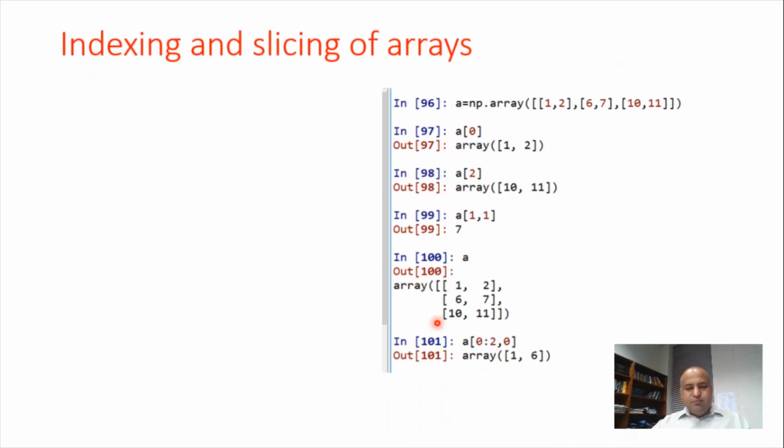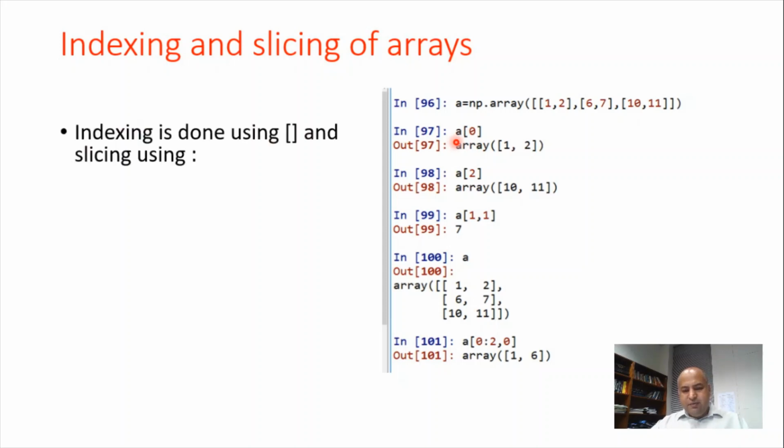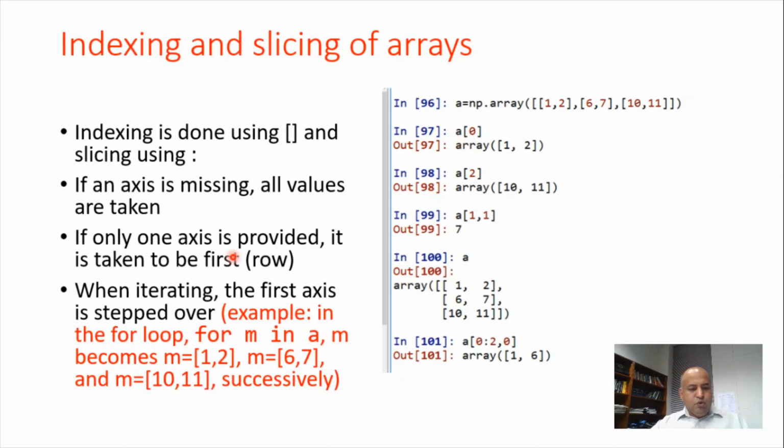Okay, let's now see how we can access different elements of arrays. For example, we have an array A. This is a two-dimensional array. It's actually a sort of a matrix, 3 by 2. So we can access its first element by writing A0. And you see the first element is this first row 1, 2. Because when we specify only one axis, if only one axis is provided, it is taken to be the first.